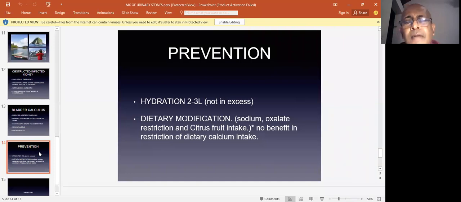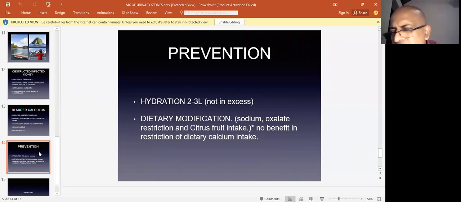But by hydrating excessively, when you say excessively, 2 to 3 liters, nothing beyond that, if you hydrate to that level, you can overcome this problem. But there has to be a lot of encouragement to the patient to keep doing it, because if he doesn't do it, you can be sure he forms calcium oxalate stones.